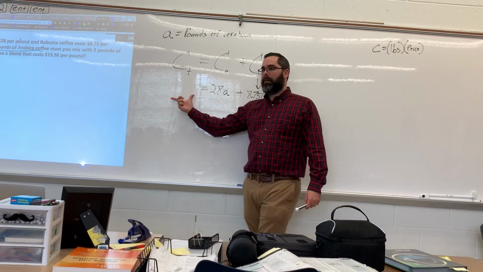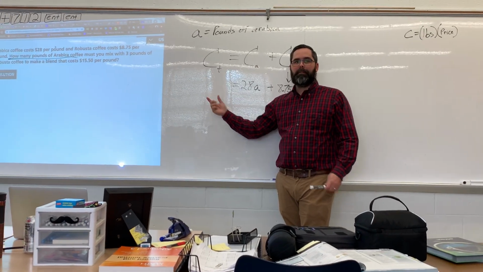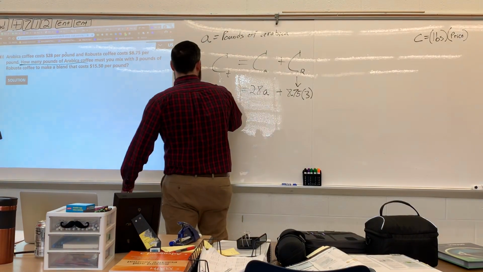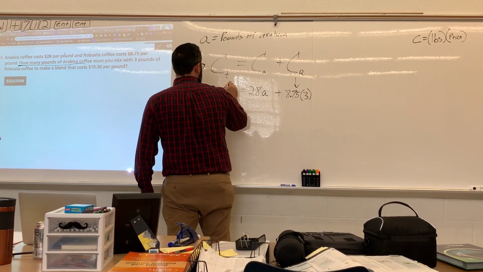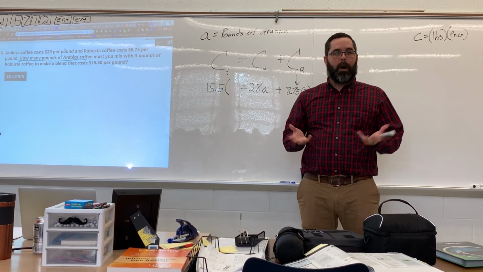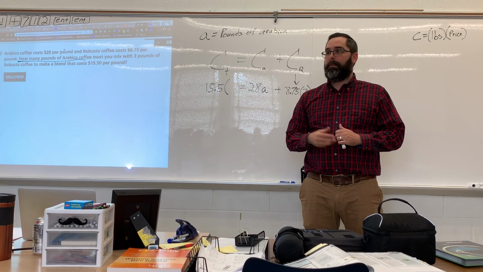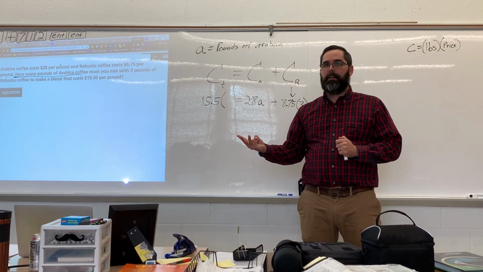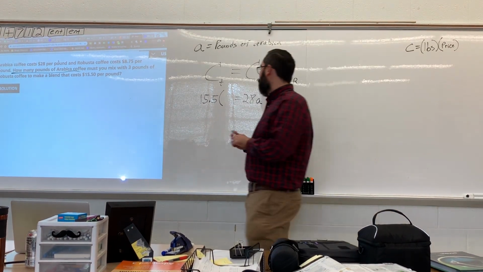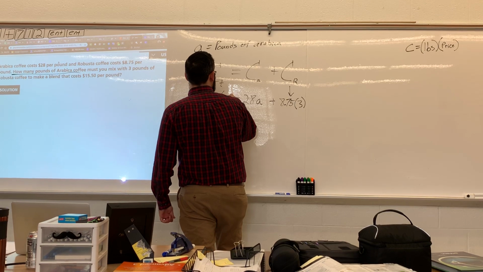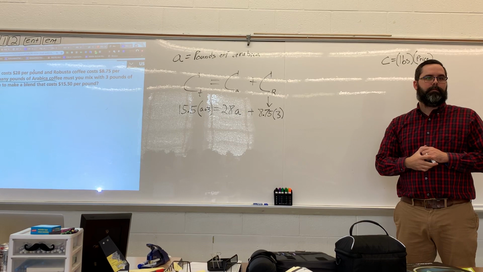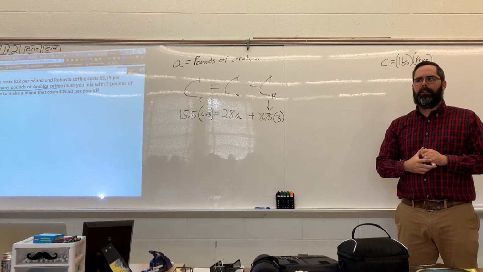And what's going to be over here? The total cost. So how do you find the total cost? Well, how much is the total cost per pound? 15.5. And then we're going to multiply that by how many pounds we get. How many pounds of coffee are we getting? 3 pounds of Robusta and A pounds of Arabica. So we'll just do A plus 3. Does that make sense?